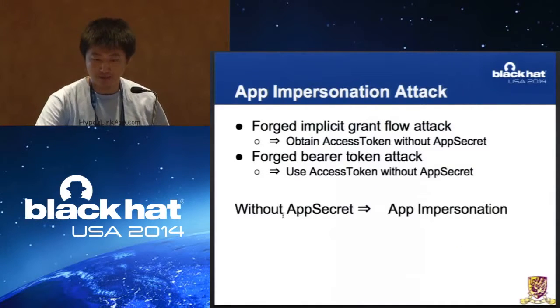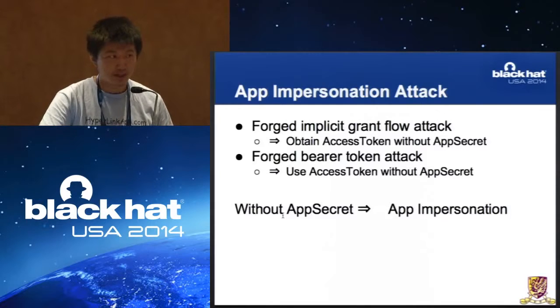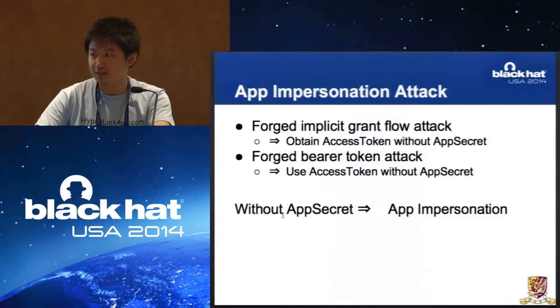So here is the overview. First, we show that using the forged implicit grant flow attack, we can obtain an access token without the app secret. And second, we show that using the forged bearer token attack, we can use the access token without the app secret. So what's the implication of not needing the app secret? That means you can actually impersonate some app, right?